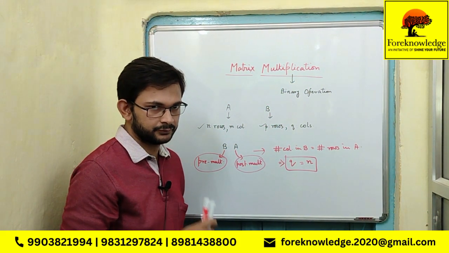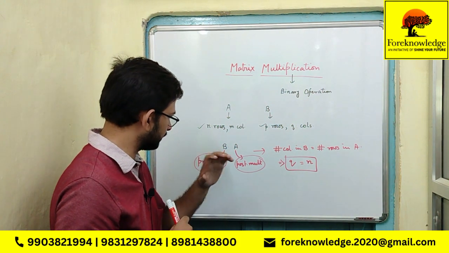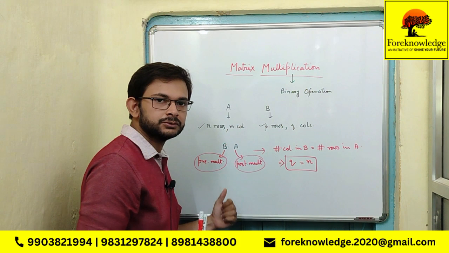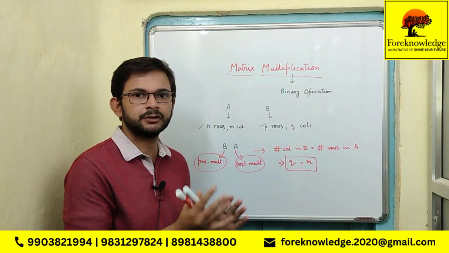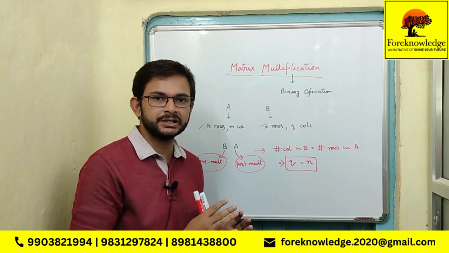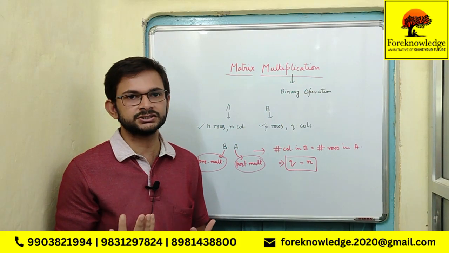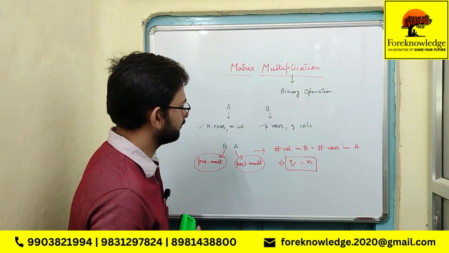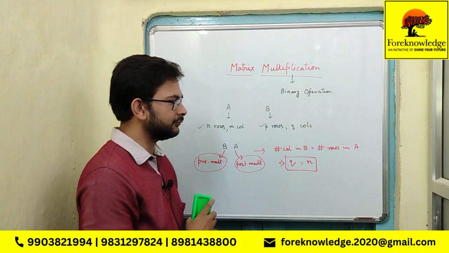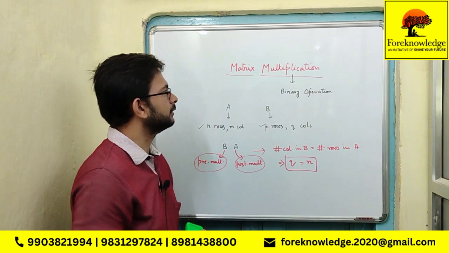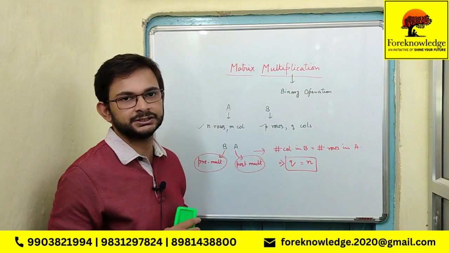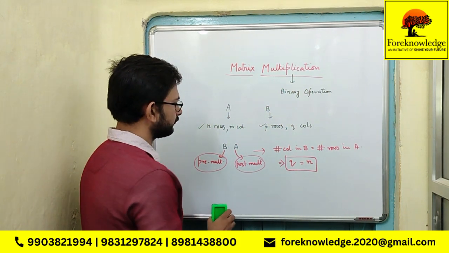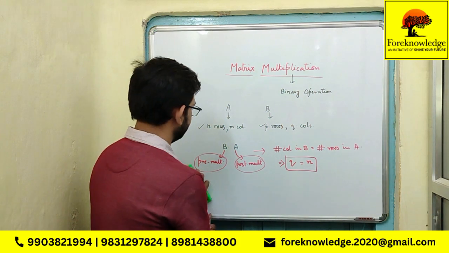Got it? Very simple concept, nothing difficult. You must remember that the number of columns in the pre-multiplier must be equal to the number of rows in the post-multiplier. That is what you need to remember. Now if this is okay, then we are going into multiplication. How to perform the multiplication.